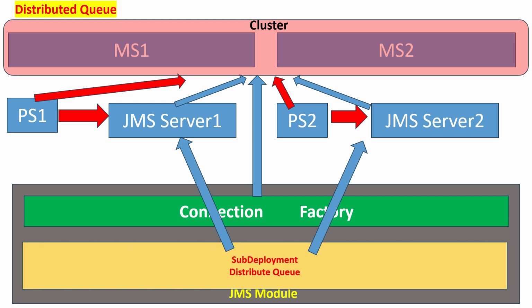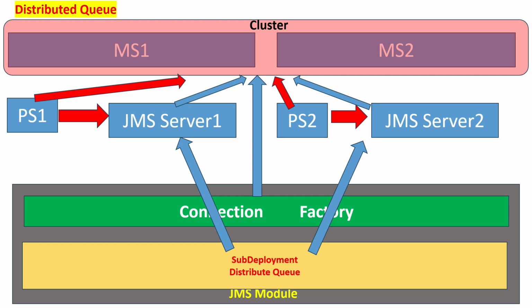Now, instead of creating separate queues, as we saw in the queue architecture, here we are going to create a distributed queue, right? That means we have to create a single sub deployment. We don't need to create two different sub deployments for the distributed queue. You create one sub deployment, and then you can target that sub deployment either through JMS server 1 or JMS server 2, or directly to the cluster. As a best practice, you can target your sub deployment to each and every JMS server. Then you create a distributed queue and assign it to the sub deployment.